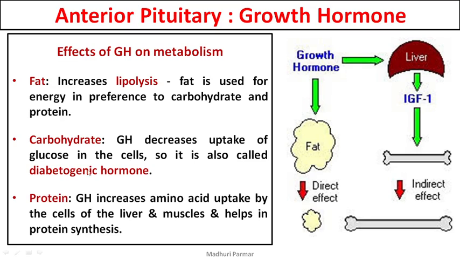Fine. On protein now. Growth hormone increases amino acid uptake by the cells. So all the cells will start taking up the amino acids from your blood, and this amino acid will be taken up by the liver, and it will be taken up by muscle, and as soon as the muscle takes in amino acids, it will start synthesizing proteins, and these proteins will help in muscle development. Clear? So these are the effects of growth hormone on metabolism.